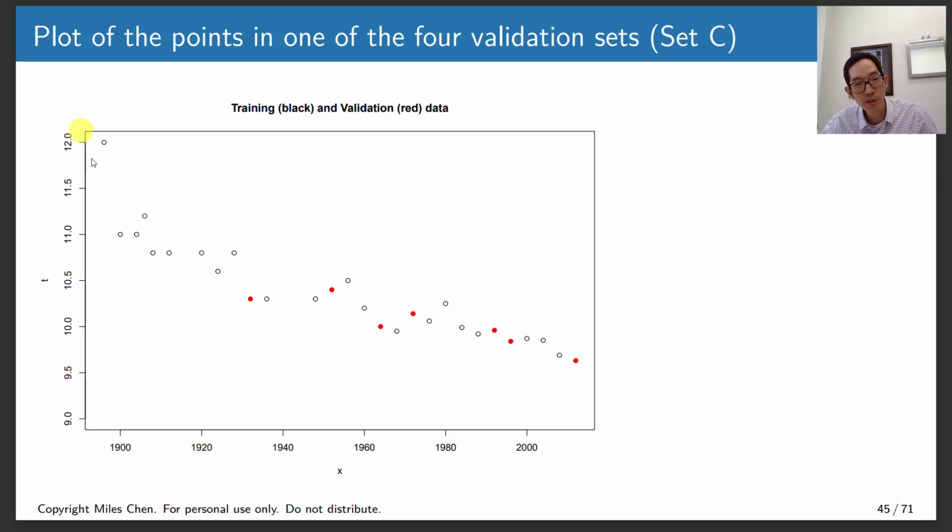Okay, so here is the full data set, 28 observations. These 7 red points are my validation set.